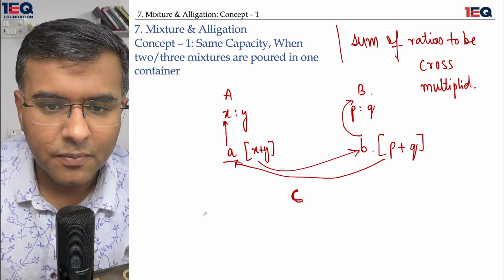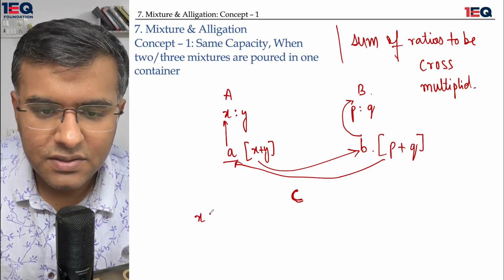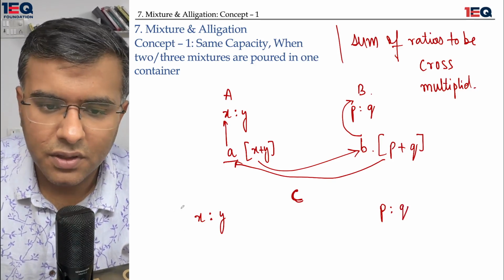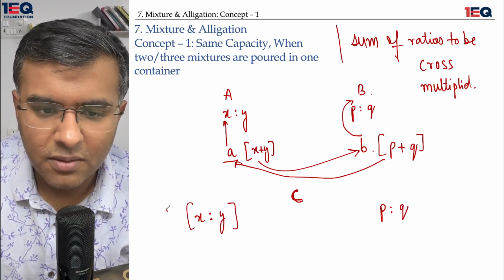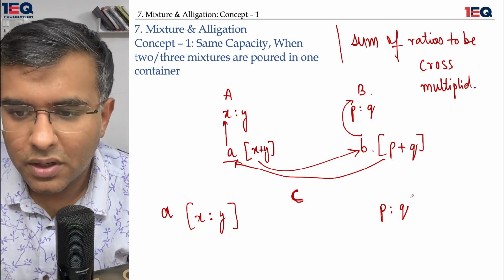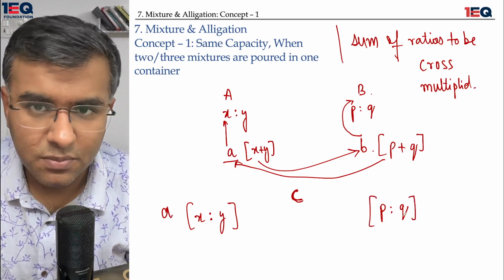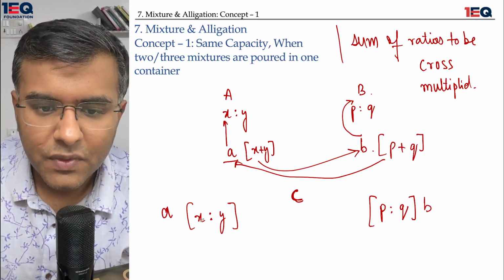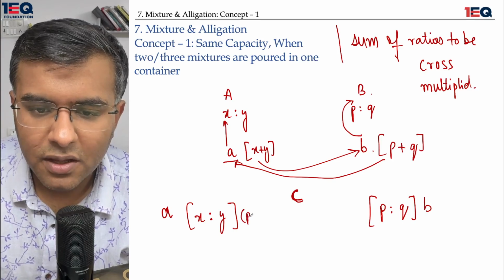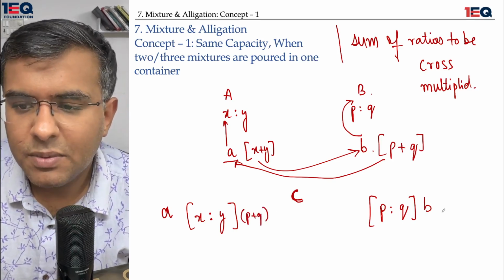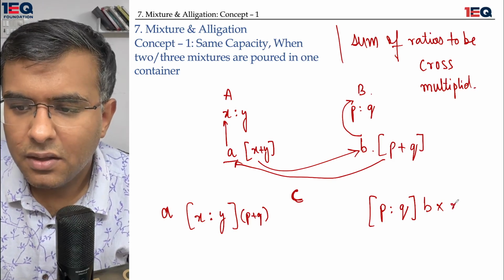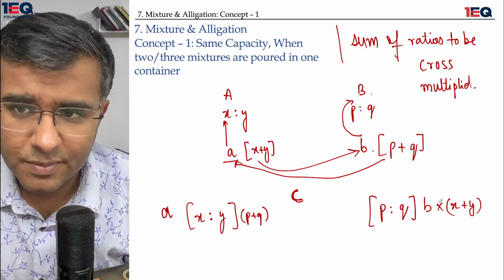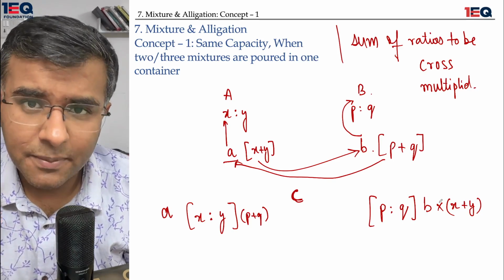So the output would be somewhat like this: x is to y would remain constant over here, p is to q would remain constant over here. This entire thing would be multiplied by small a, which is its own quantity. This entire p is to q would be multiplied by small b, which is its own quantity. In the end, x plus y would be multiplied by p plus q, and p plus q would be multiplied by x plus y.